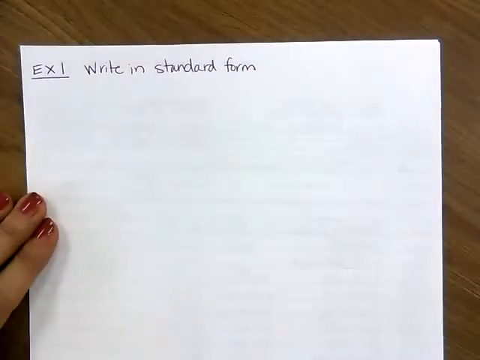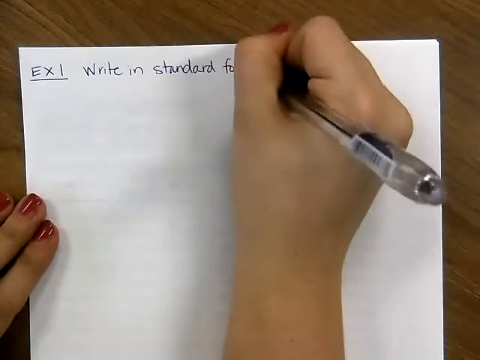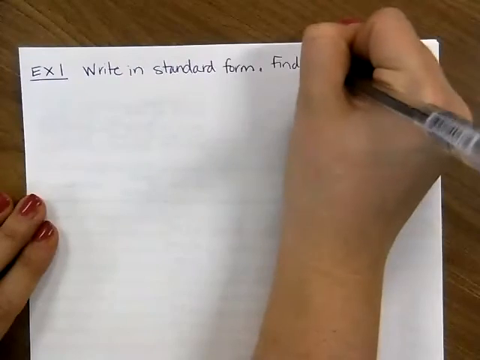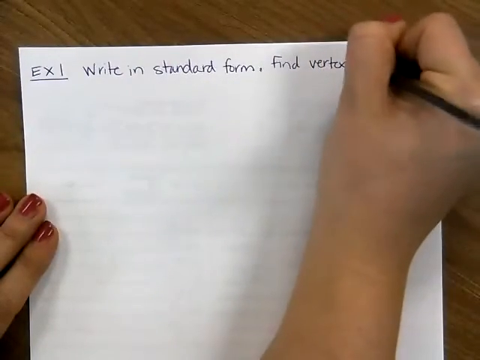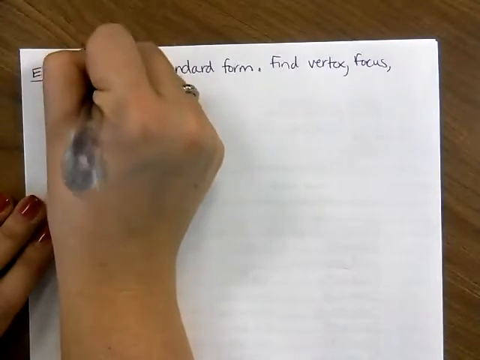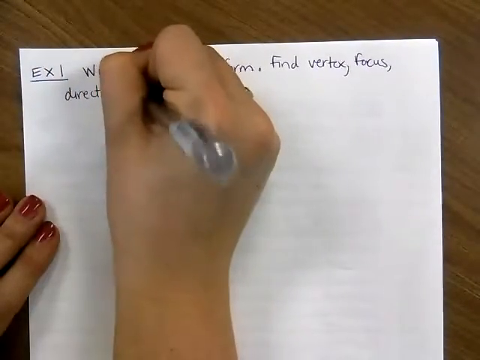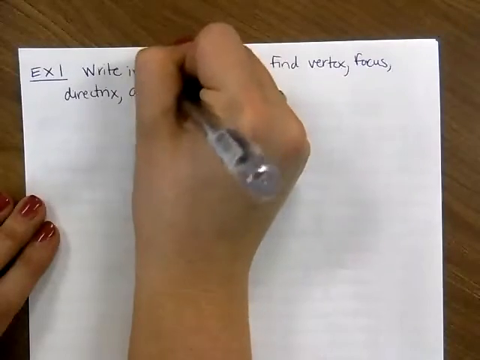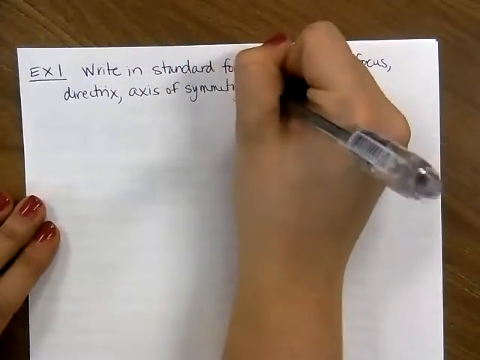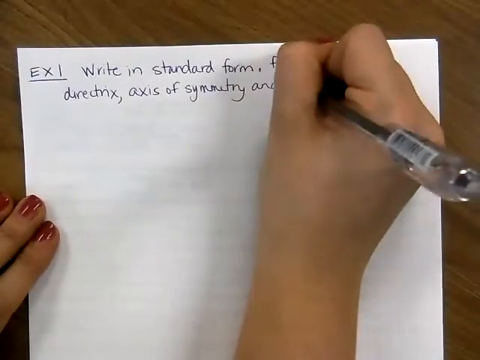Okay, we're going to write this in standard form, and then after we do that, we're going to find the vertex, the focus, the directrix, the axis of symmetry, and we're going to sketch.